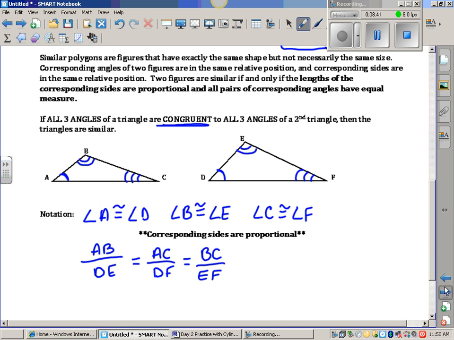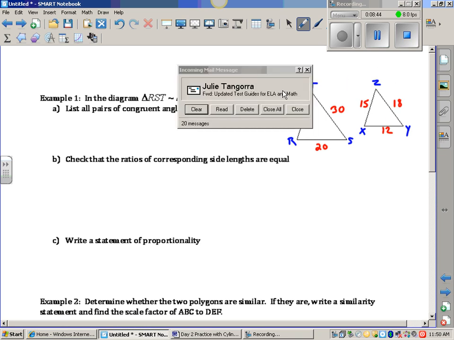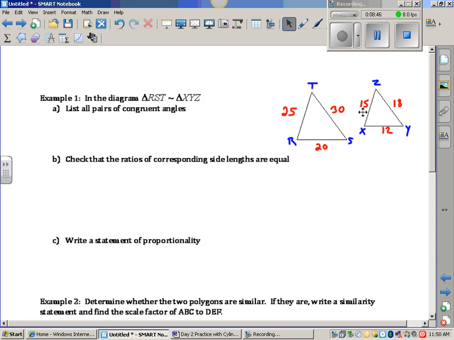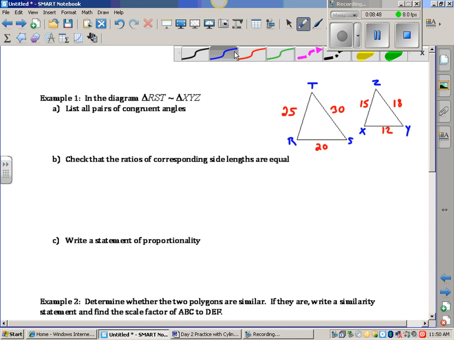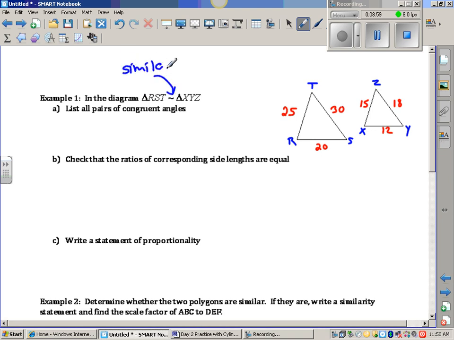Now let's actually practice with it. So here's my two triangles. I want to look and see what they tell me. So in the diagram, triangle RST is similar to triangle XYZ. Very important, we have to know this symbol. It's just a symbol that looks like this. This just means similar, not congruent, meaning one shape is bigger than the other, but they are similar. All their angles are the same, and all their sides are in proportion. They're telling you this already.